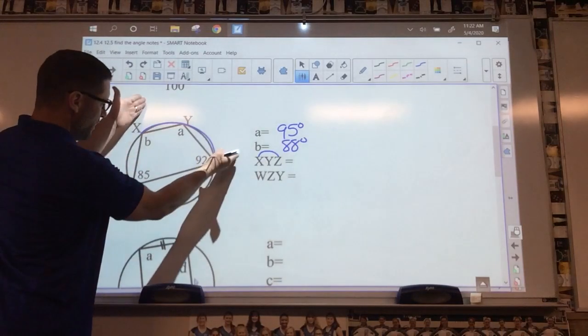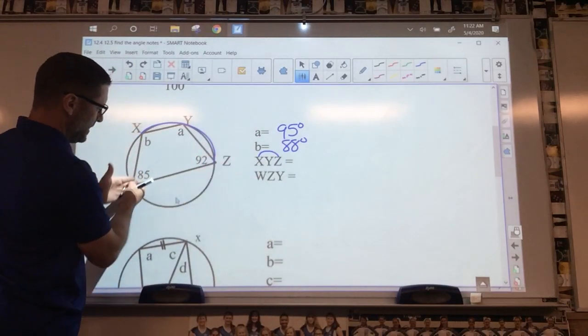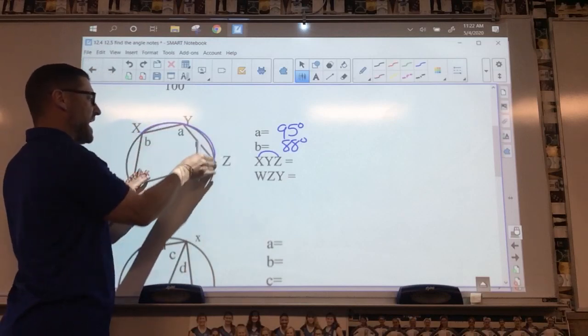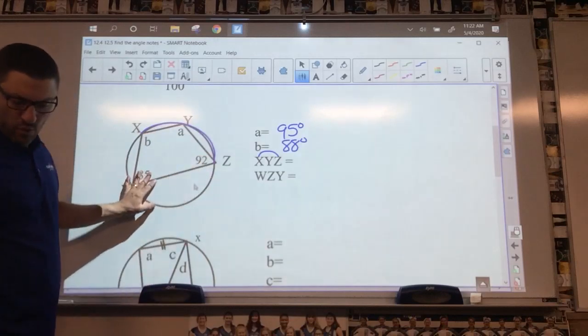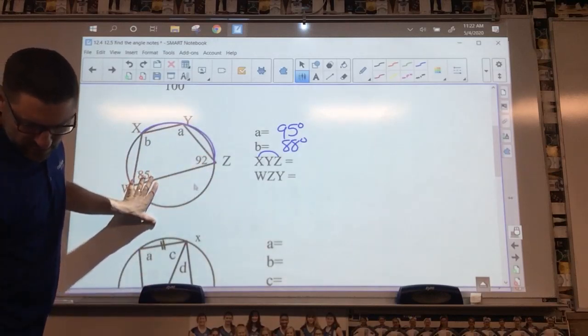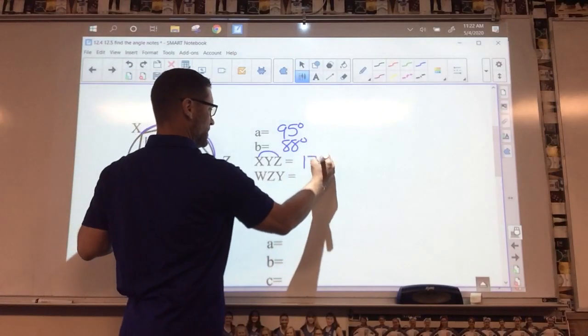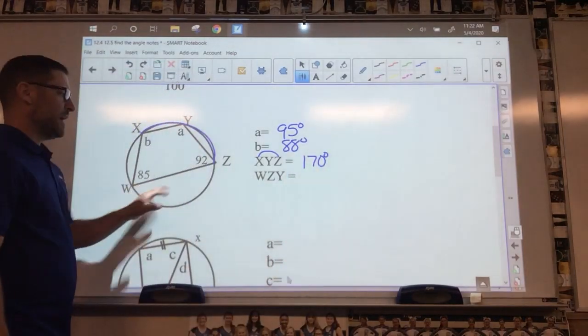Here is an inscribed angle. It's 85 degrees. That 85 is half of whatever that is. Or I can go the other way and double it to get back to the arc. So 85 times 2 is 170. So XYZ is 170.